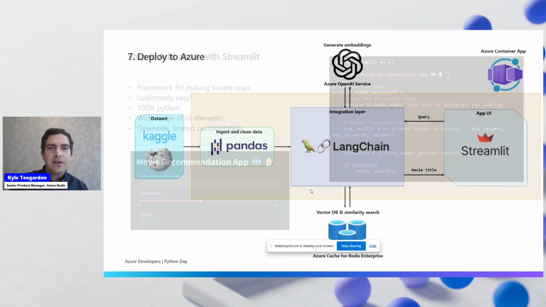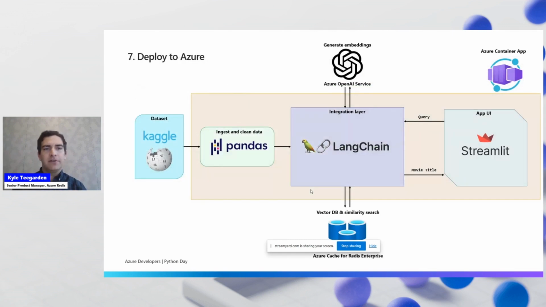Okay, so we have all this stuff. We have our data set. We've got everything in. We're using langchain to put everything together. We have our UI with Streamlit. We have our application set up. The next step is just to deploy that to Azure, right? So Azure OpenAI and Azure Cache for Redis are already running in Azure. That's easy. And then all we've got to do is take the middle piece, throw that into a container, and then deploy that container to Azure Container Apps. And so that's exactly what I've done.